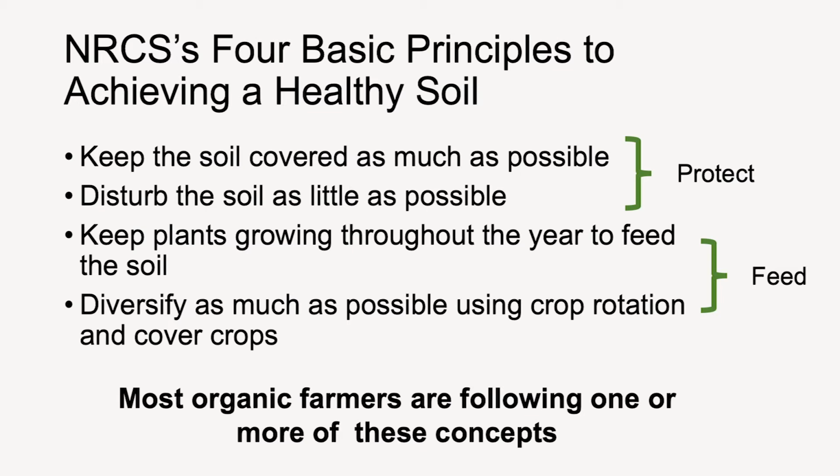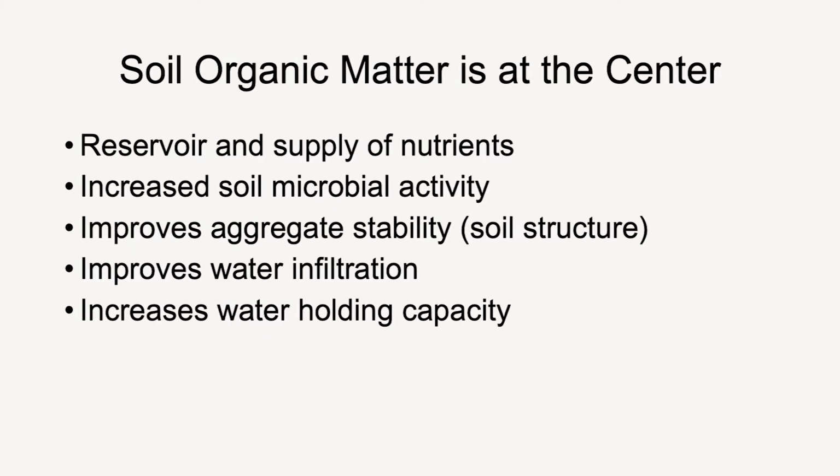So by keeping plants growing throughout the year to feed the soil, diversify as much as possible using crop rotations and cover crops. And in reality, most organic farmers are doing one or more, and you can't really be a successful organic farmer without using these practices anyway. So this is just to drive this home.